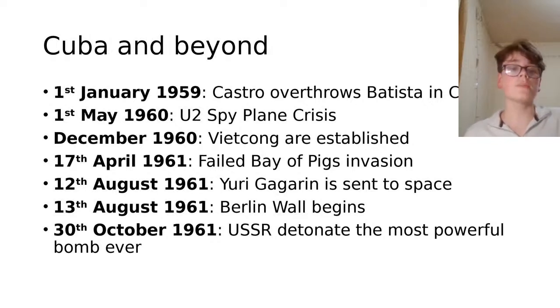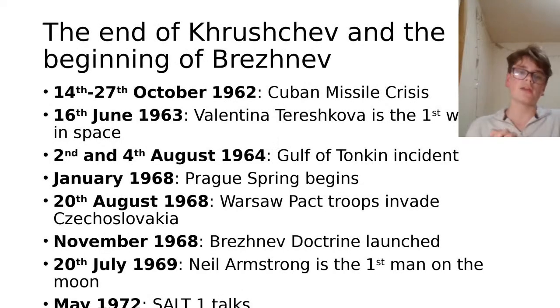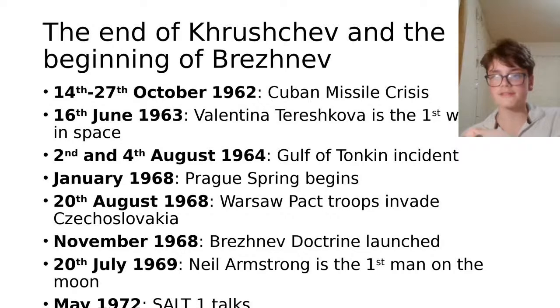On 30th of October 1961, USSR detonate the most powerful bomb ever, known as Tsar Bomba, T-S-A-R B-O-M-B-A. Now here we go. It's the end of Khrushchev and the beginning of Brezhnev. On the 14th to 27th of October 1962, it's the Cuban Missile Crisis.